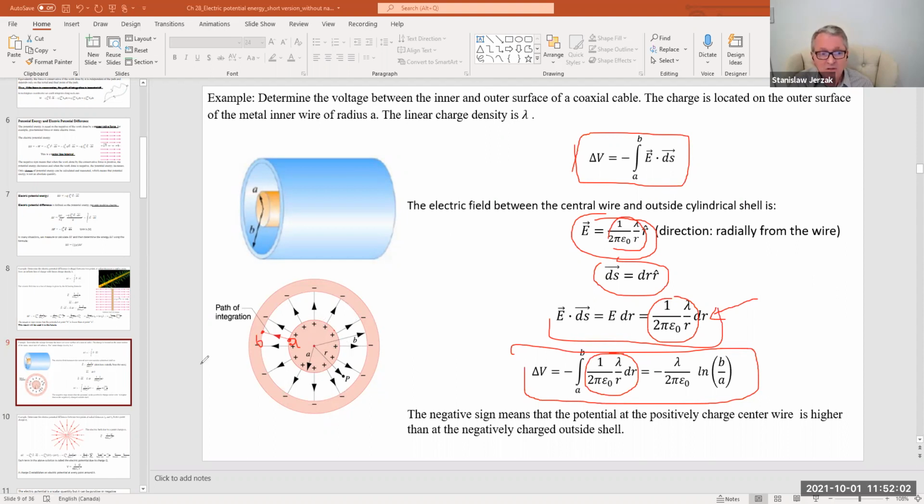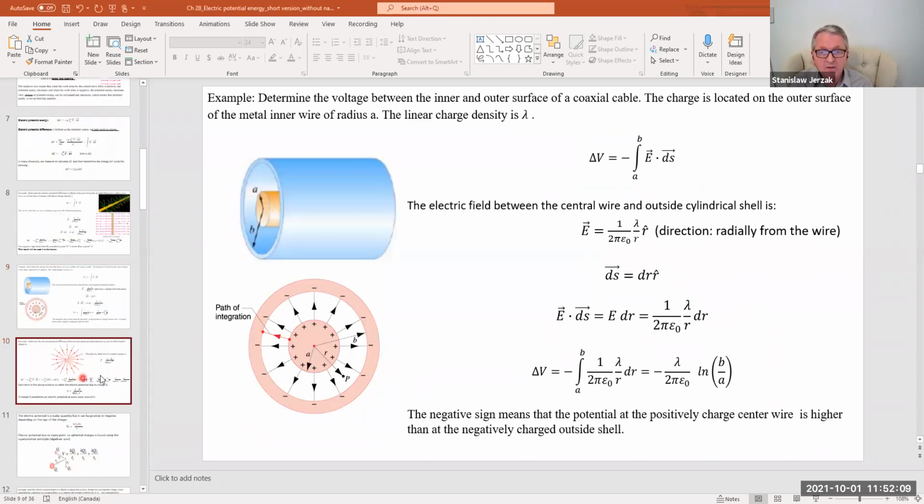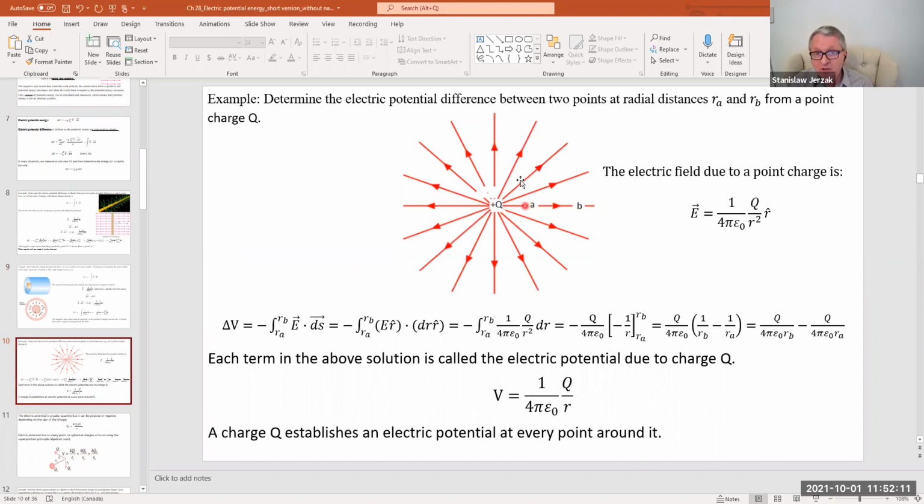Okay, if no questions, then let us do the third example. The third example is to calculate electric potential difference between 2 points, point A here and point B, but located in the field produced by a point charge. Here I have positive point charge, but the charge could be also spherical charge, because remember that electric field due to point charge or spherical charge outside of the sphere is given by this expression.